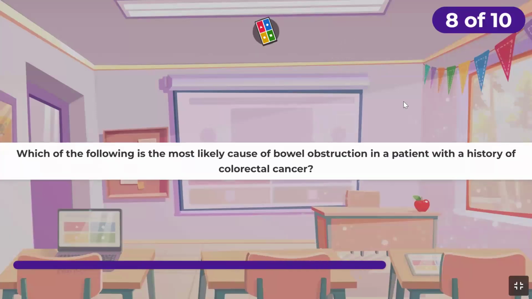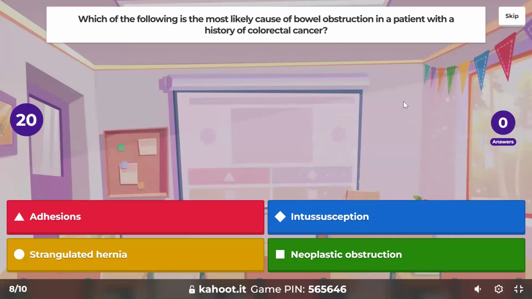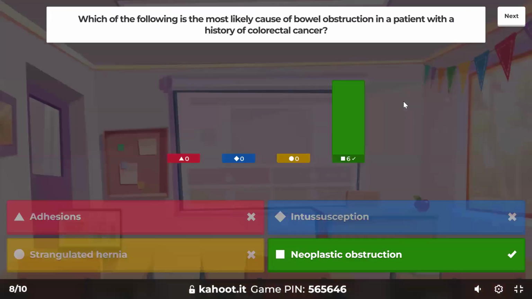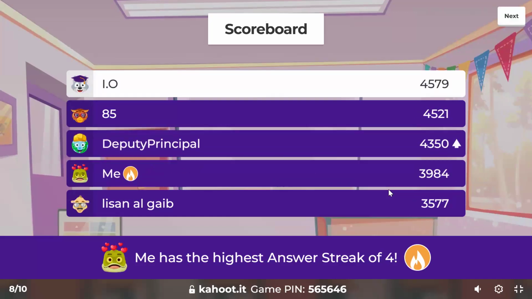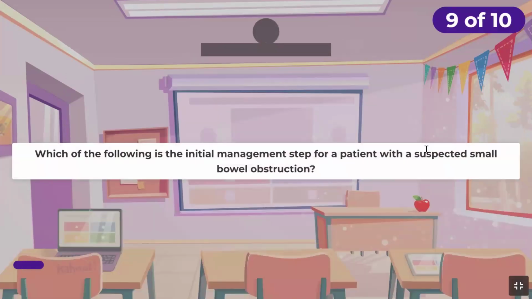So the eighth question of the day, which of the following is the most likely cause of bowel obstruction in a patient with a history of colorectal cancer? Is it adhesions, intussusception, strangulated hernia, or neoplastic obstruction? Okay, everyone got that right. It's neoplastic obstruction. Okay, seems to be on a streak right now.